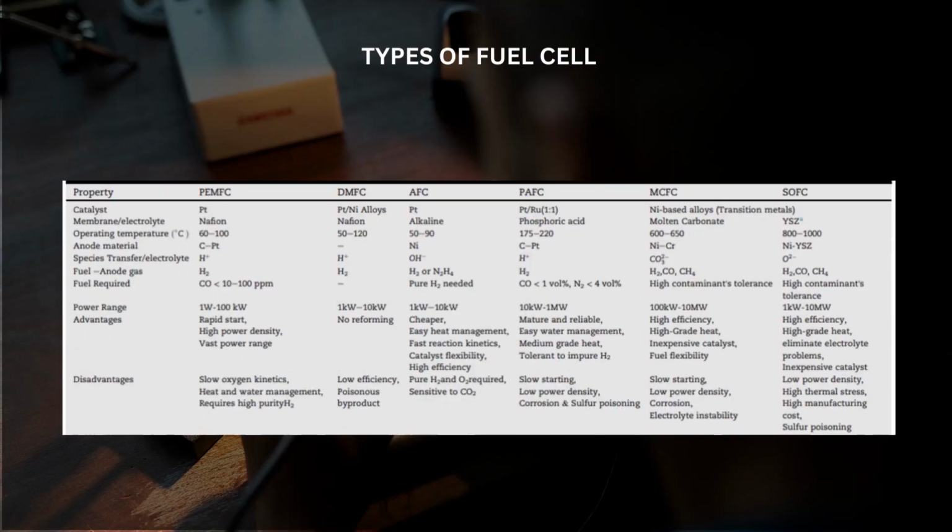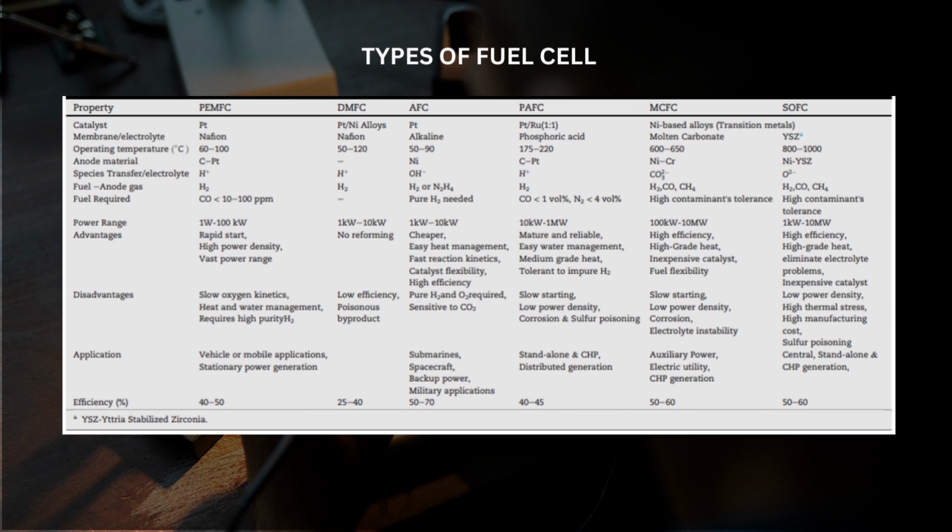From this table, the classification of fuel cells is generally done on the basis of various properties such as type of catalyst, membrane or electrolyte, operating temperature, anode material, species transfer, fuel to be supplied at the cathode side, fuel handling capacity, power range, advantage, disadvantage, application, and lastly efficiency. So, first we have the proton exchange membrane fuel cell, that is PEMFC. This fuel cell uses a solid polymer electrolyte membrane typically made of Nafion. It operates at a relatively low temperature, 60 to 100 degrees centigrade, and is commonly used in vehicles and portable electronics due to its quick startup time and high power density.